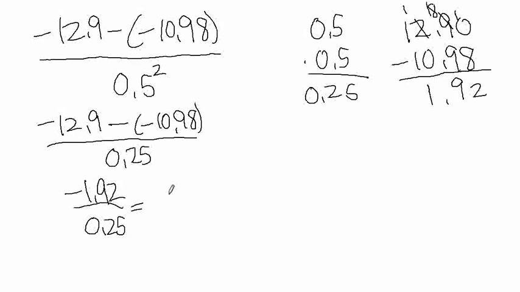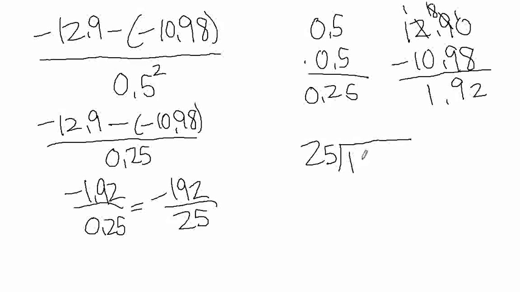Now, before I do the long division to figure out the decimal answer, let me multiply the top and bottom by 100. So I get minus 192 over 25. And so let's now do the long division. I'll ignore the negative sign until I get my answer to the long division. So let's see. 25 goes into 192 7 times. So subtract 175, 17.